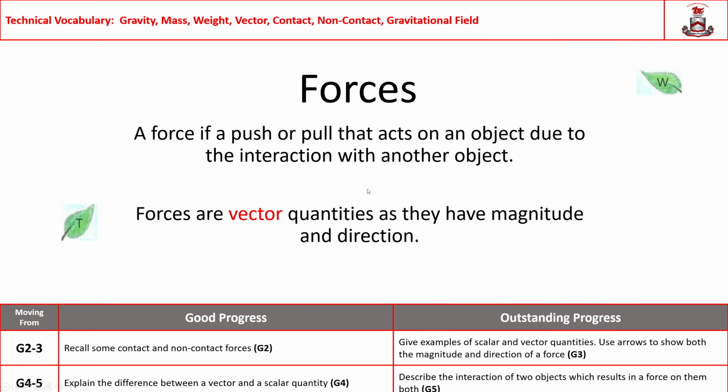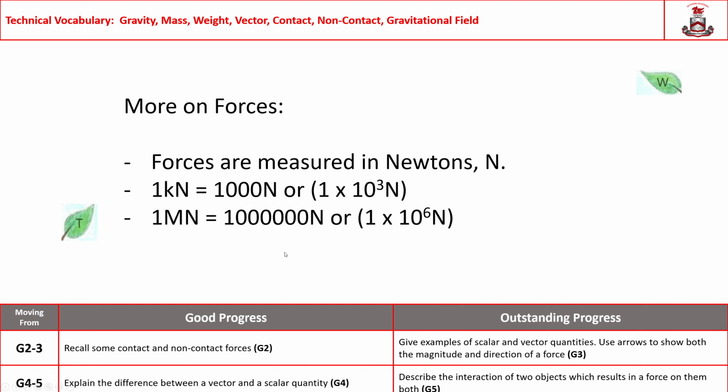So a force is a push or a pull. It acts on an object because something else has interacted with it. Forces are vector quantities, which means they have a magnitude and a direction. So a magnitude, this is really important. Vectors are really important. You do them in maths as well. Magnitude just means size. So if something has a size and a direction, it is a vector. We know that forces are measured in newtons with this unit.